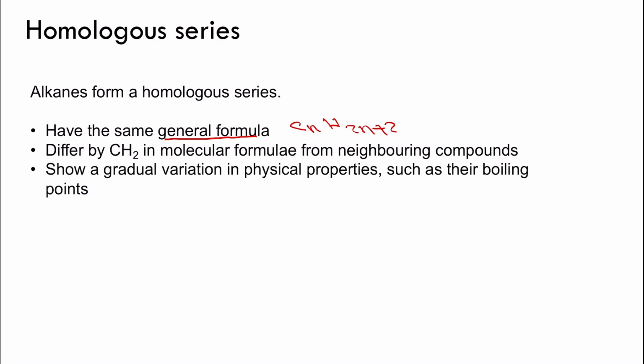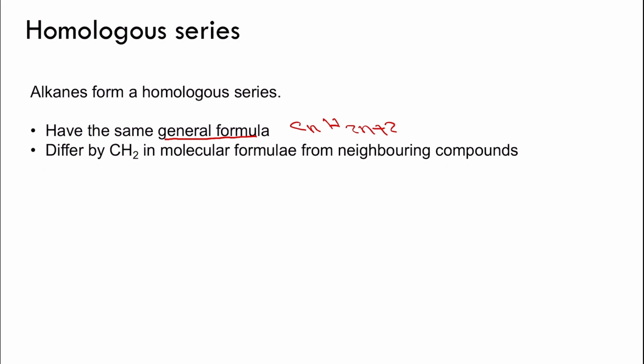So we know that the difference between methane, the first member CH4, and then the second member, which is ethane, C2H6, is CH2. And then the third member, which is C3H8. The difference between these two is CH2, and so on. So the difference in molecular formula between neighboring compounds is CH2.